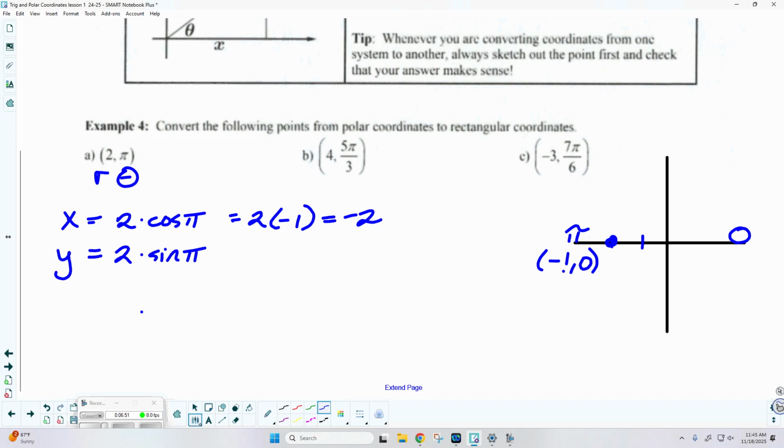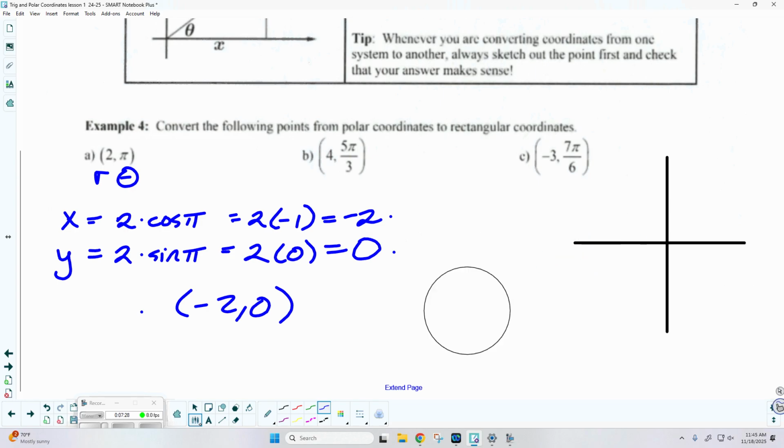So likewise, what's the sine of pi? Okay, sine of pi. What's the y value at that location? 0. So the sine of pi is 0. 2 times 0 is 0. So there's my x, there's my y. So the polar coordinate (2, pi) should be the rectangular coordinate (-2, 0). That's all there is to it. Okay. Any questions? Easy? Okay.